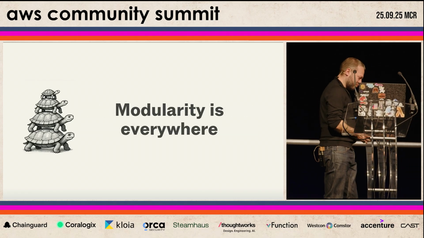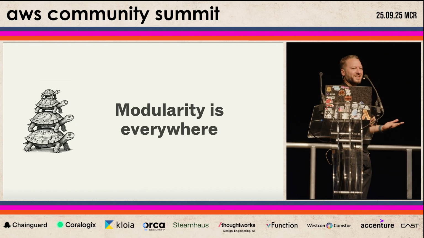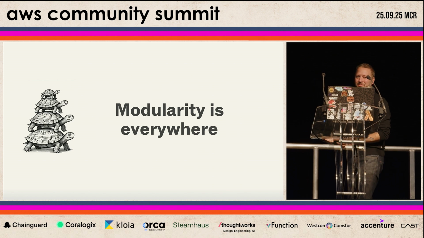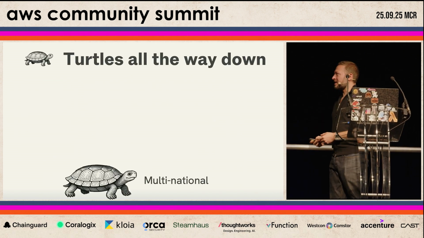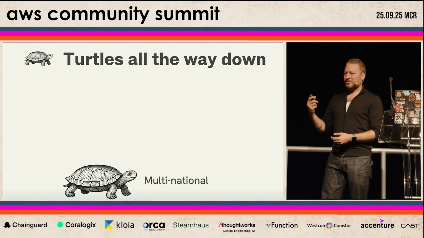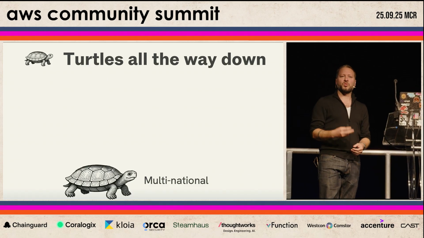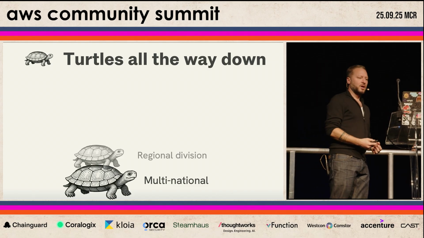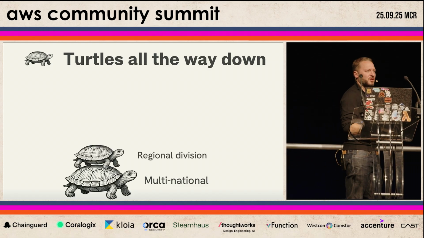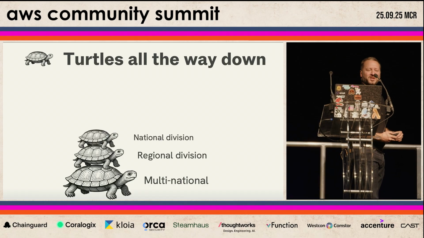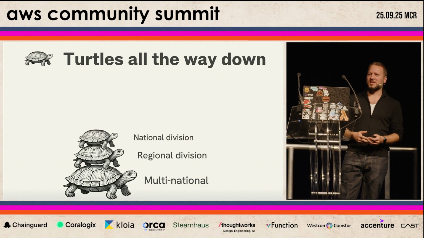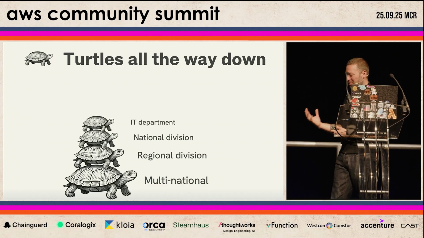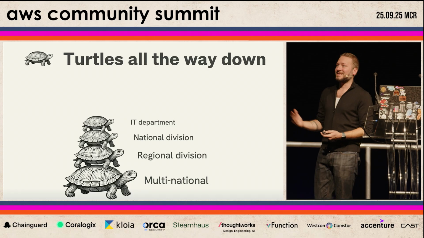But that being said, us humans are everywhere, and so the need for modularity is everywhere as well. So let's take another look at another example and say we have this big multinational organization with tens of thousands of employees. Of course, that's too difficult to manage as a single unit. So we split that up into regional divisions, still very large, so we split it up into national divisions. But even national divisions are too hard to manage as a single entity, so we split it up into departments.